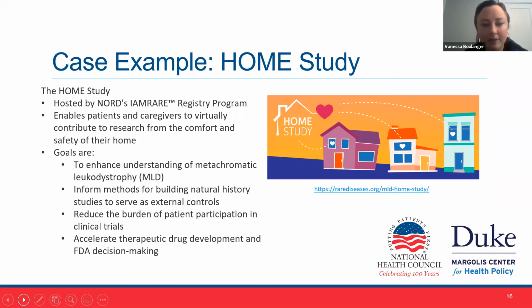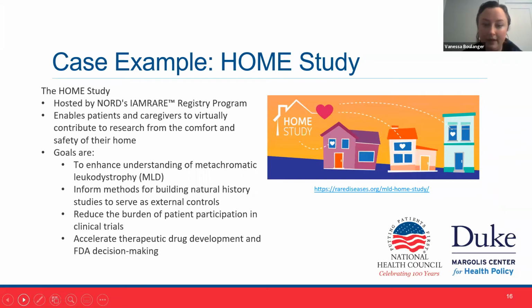Okay, I just wanted to share a brief case study example of a study that NORD is leading with funding and partnership from the FDA. So we are looking at designing a natural history study for metachromatic leukodystrophy. And the idea with this study is sort of threefold.